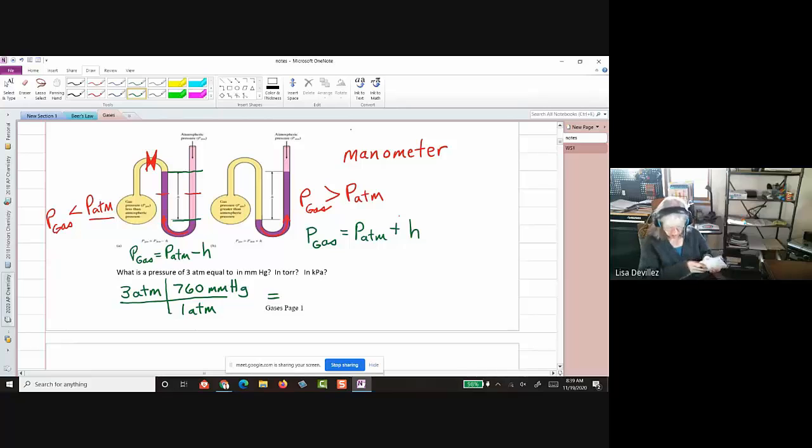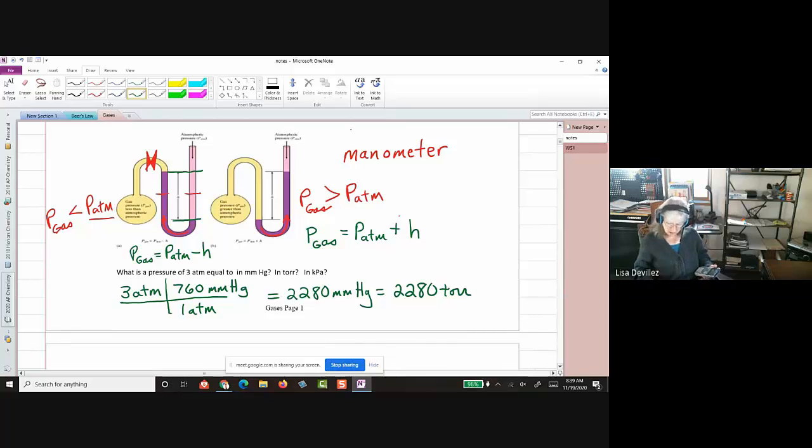So 3 times 760. I get 2,280 millimeters of mercury. And millimeters of mercury and torr are identical units. So that's also 2,280 torr.